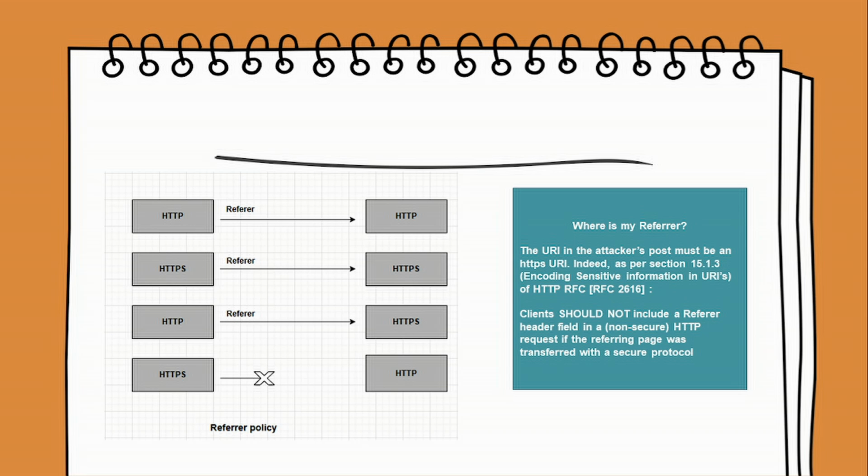Indeed, as per section 15.1.3, Encoding Sensitive Information in URIs, of HTTP RFC 2616, a client should not include a referrer header field in a non-secure HTTP request if the referring page was transferred with a secure protocol. That's the example it gives. From HTTP to HTTP as a referrer is allowed. From HTTPS to HTTPS is also fine. From HTTP to HTTPS is also fine, but not from HTTPS to HTTP, as mentioned here.